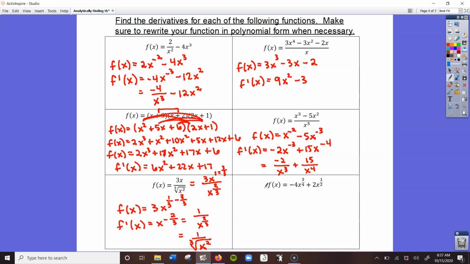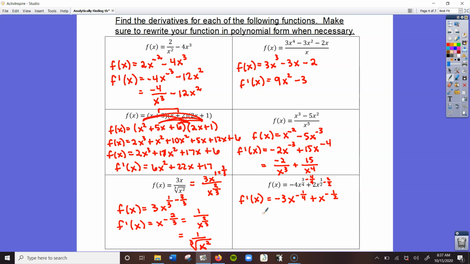Last one here. This is already in polynomial type form, so I don't need to rewrite it. I am ready to just go ahead and find the derivative. So I'm going to multiply negative 4 with 3 over 4. Remember, the denominator is division, the numerator is multiplication. 4 divided by 4 is 1, and 1 times 3 is 3. And then we have the negative, so negative 3 x, I'm going to subtract 4 over 4, which will give me negative 1 over 4. Then 2 times 1/2 is 1, so plus x, and now I'm going to subtract 2 over 2 from that exponent, which will give me negative 1/2.